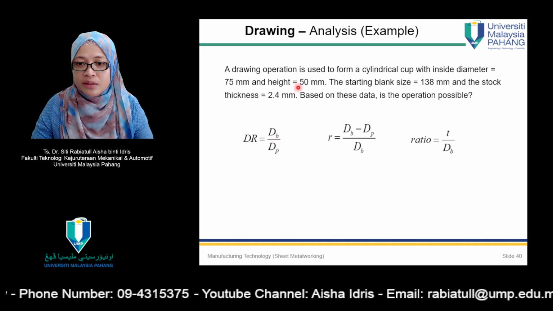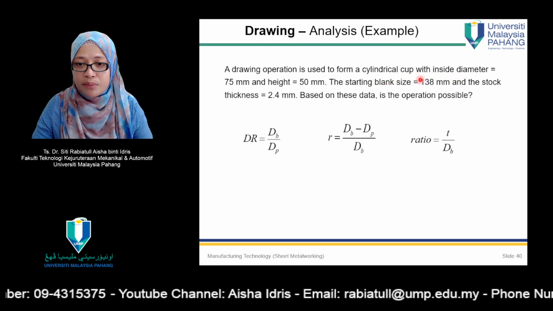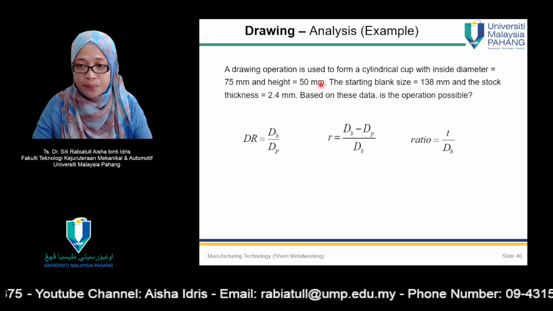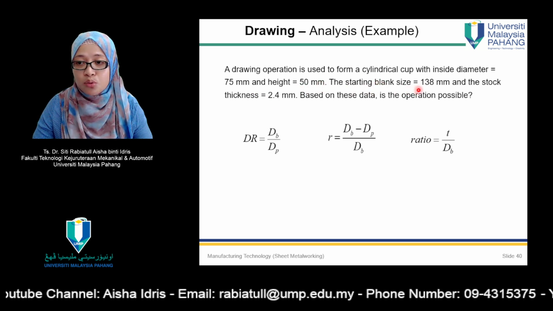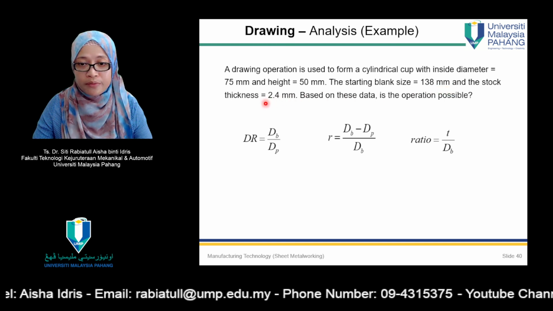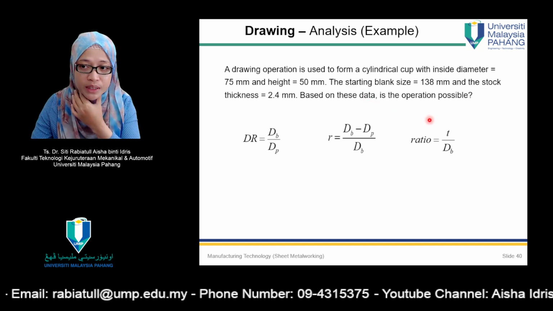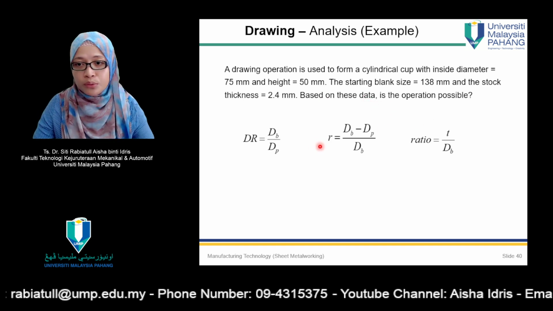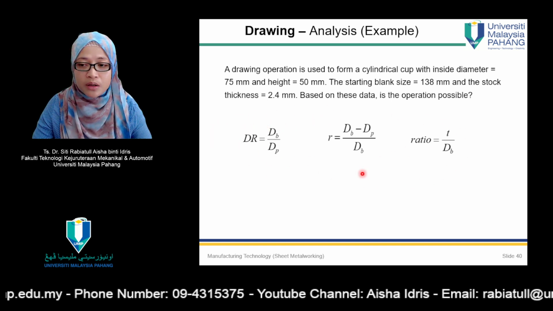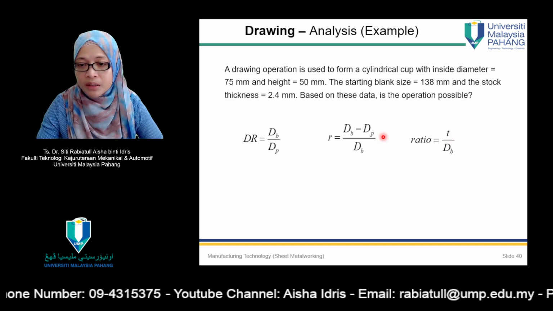A drawing operation is used to form a cylindrical cup with inside diameter equals to 75 mm and height equals to 50 mm. The starting blank size equals to 138 mm and the stock thickness equals to 2.4 mm. Based on this data, is the operation possible? So these are the formulas that can be used to solve this problem.